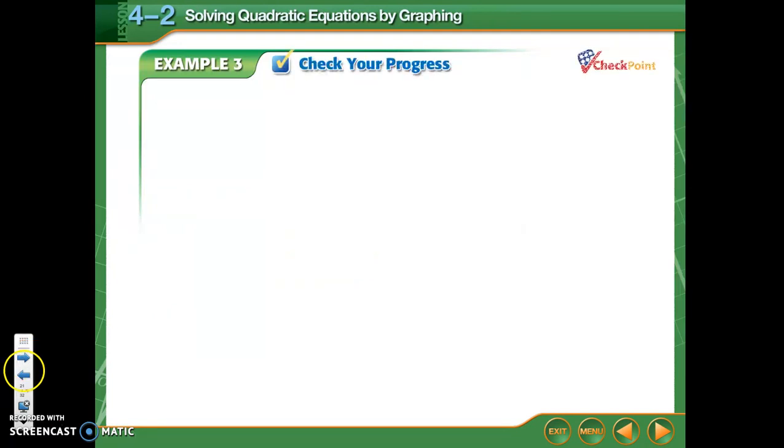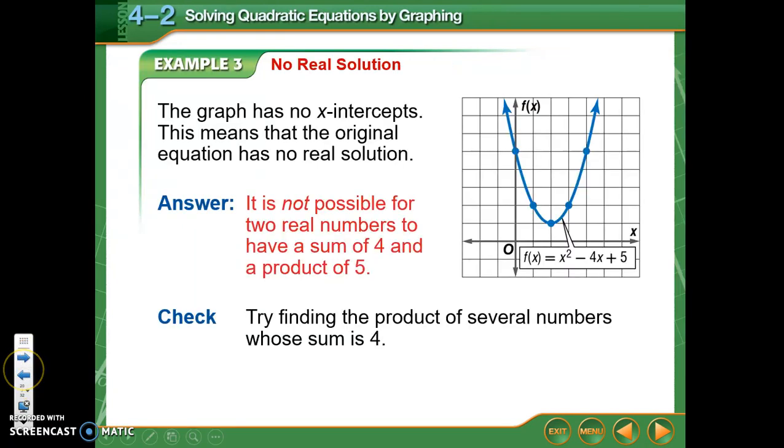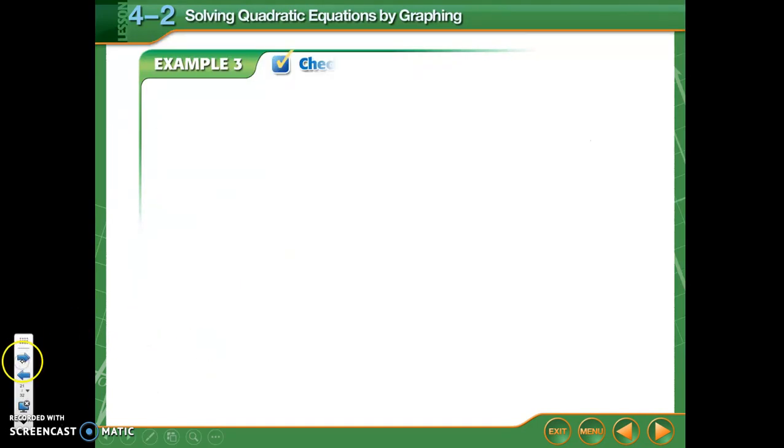I could check and try to see if anything would work. What numbers add up to 4? Well, 1 and 4. 1 times 4 is 4, not 5. 2 plus 2 is 4, but 2 times 2 is also 4, not 5. And you could do multiple examples like that, and you would have a hard time finding, because it's impossible, two numbers that add up to 4 and multiply to 5.